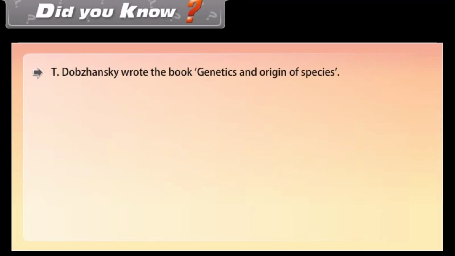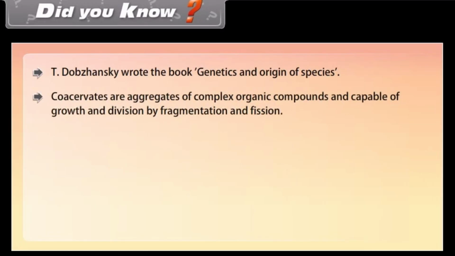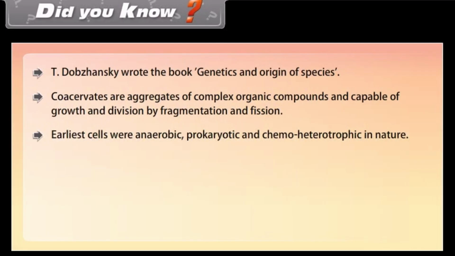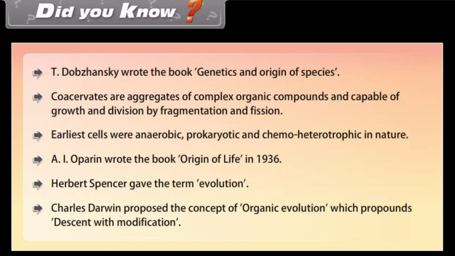Did you know T. Dobzhansky wrote the book Genetics and Origin of Species? Coacervates are aggregates of complex organic compounds and capable of growth and division by fragmentation and fission. Earliest cells were anaerobic, prokaryotic, and chemoheterotrophic in nature. A. I. Oparin wrote the book Origin of Life in 1936. Herbert Spencer gave the term evolution. Charles Darwin proposed the concept of organic evolution, which propounds descent with modification.